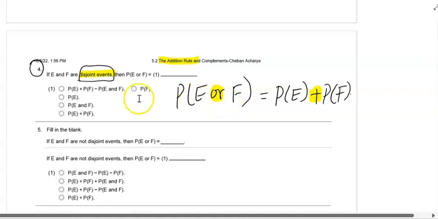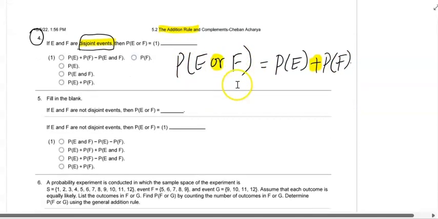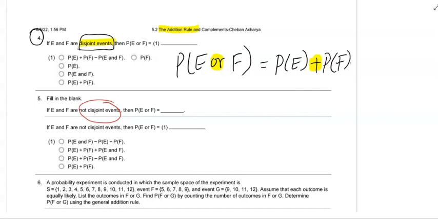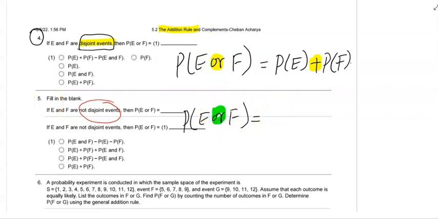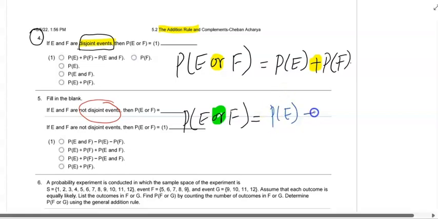If they are mutually exclusive or disjoint, you can just add the individual probabilities to find the probability of E or F. Okay, but if they are not disjoint, the formula for the probability of E or F is going to be different. And notice that they are not disjoint. For question number 5, the probability of E or F here is going to be the probability of E plus the probability of F minus the probability of E and F. Notice that we use AND here.